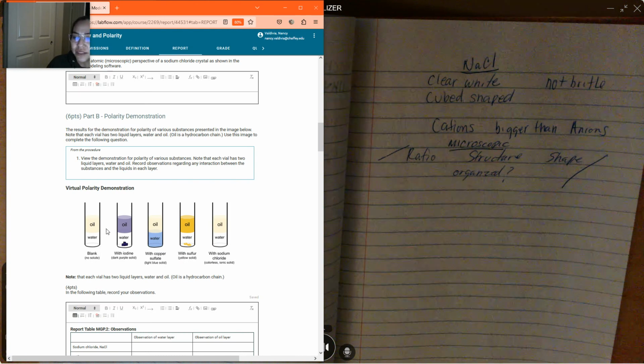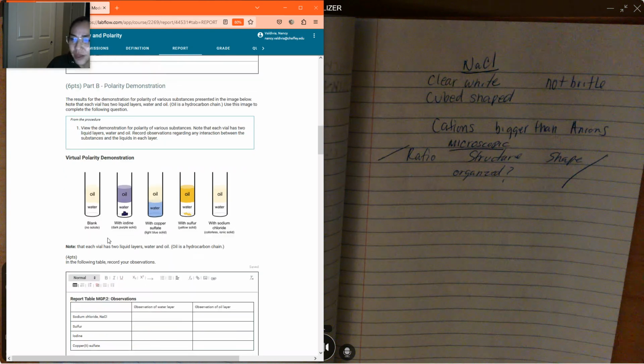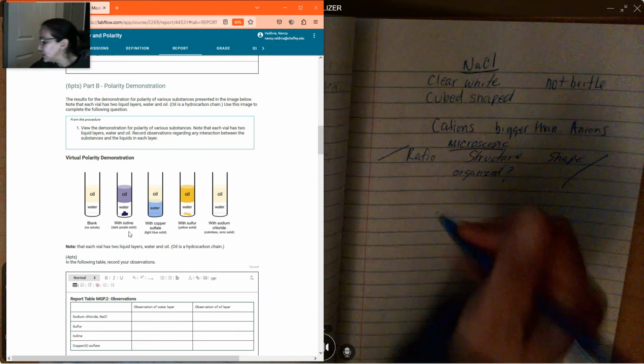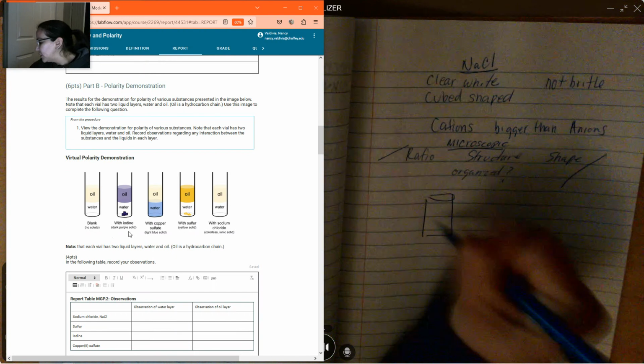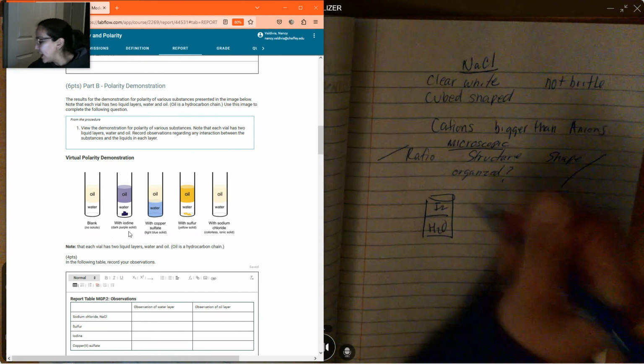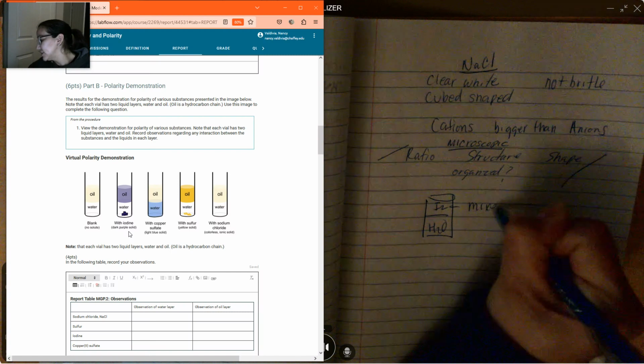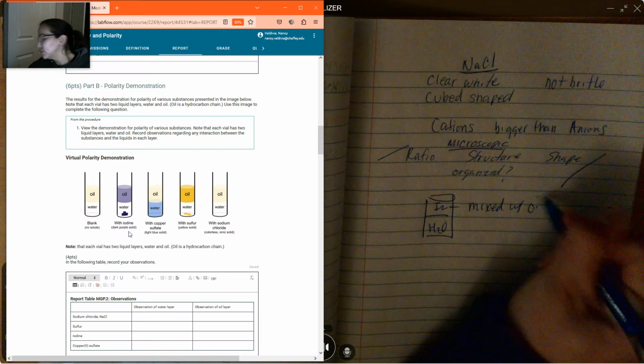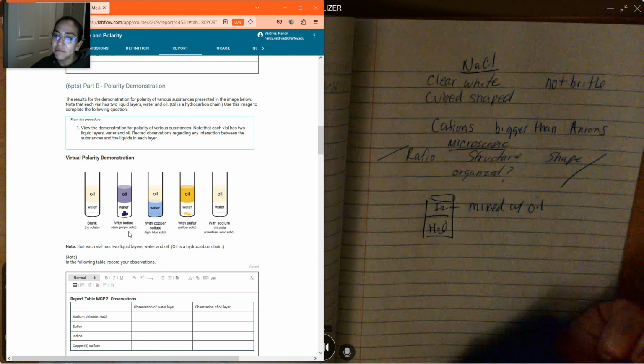So the first thing we want to do is use this as our base, right? This is our background, and see what happened when we add. So if I describe the one where we add iodine, here we go. Here's my H2O, and in this one is my iodine. The iodine mixed with the oil. Okay, so the iodine mixed with the oil.